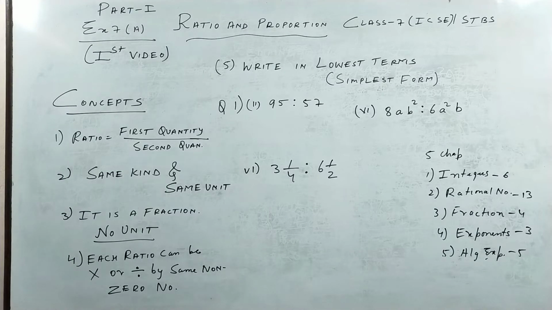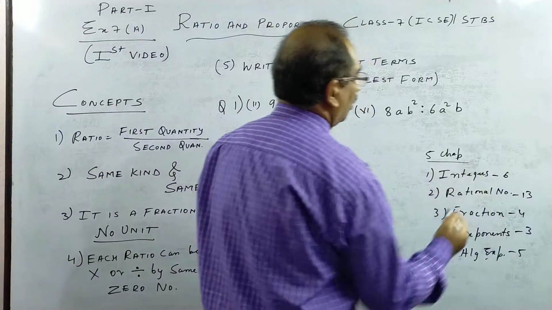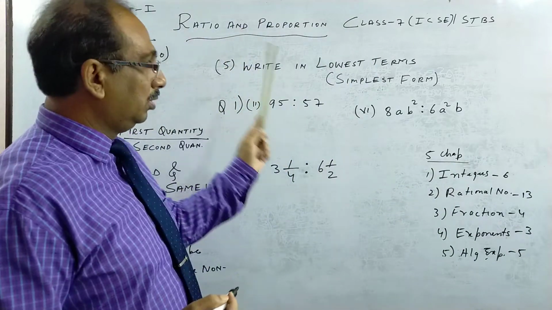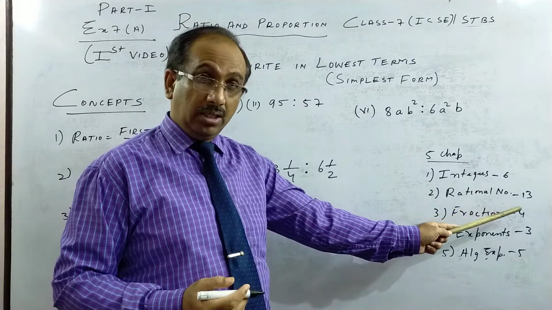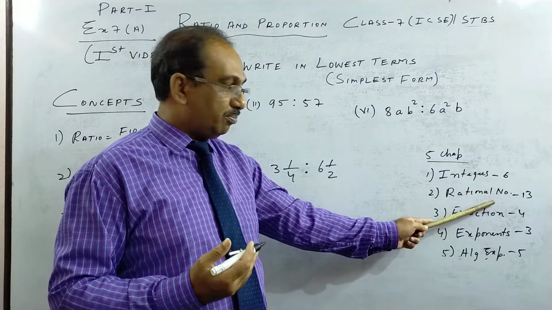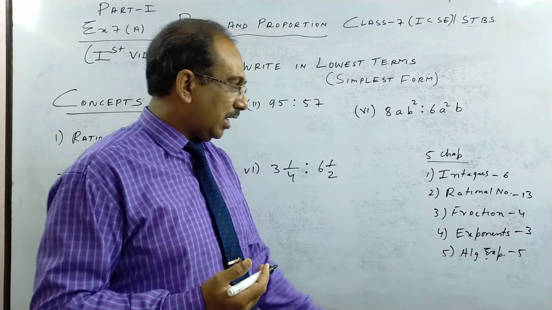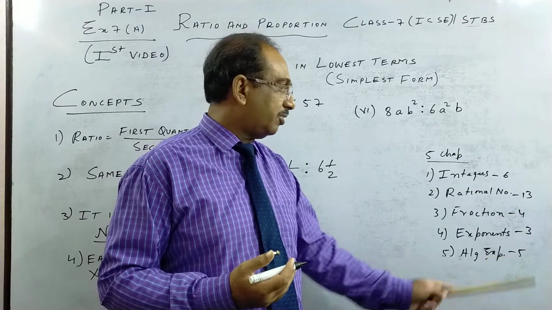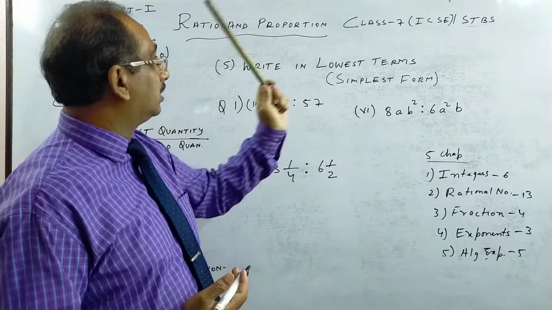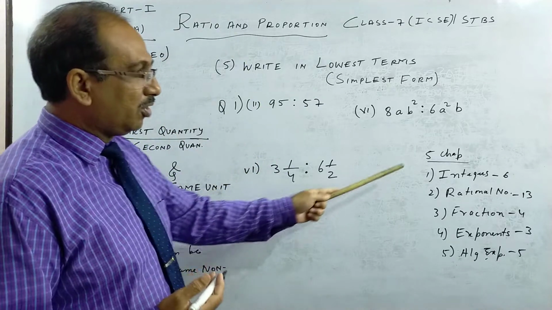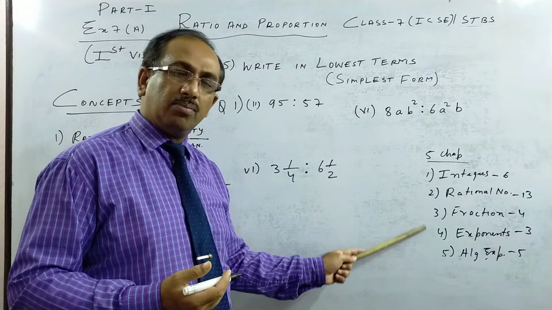So children, we are going to write this in simplest term. Before that, just to remind you, I have already done 5 chapters in class 7 with you. Integers 6 video lessons, rational number 13, a very huge exercise chapter with lots of exercises. Fraction I have given 4 video lessons, exponents 3, and algebraic expression 5. So this is my 6th chapter in class 7. If you have not done anything, you can go to my playlist and you will get them all.